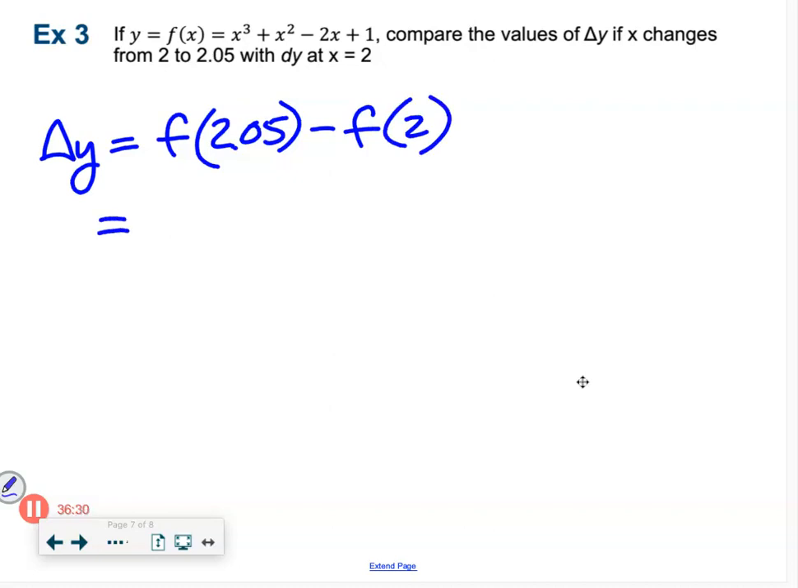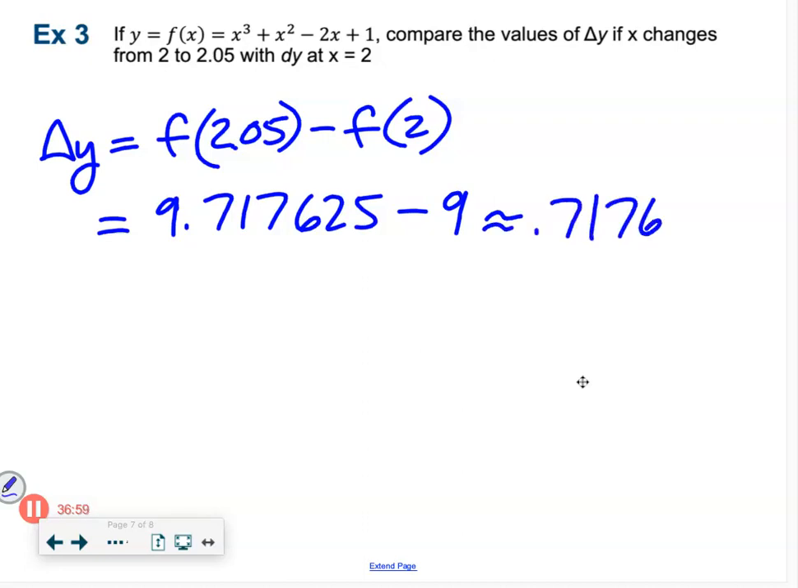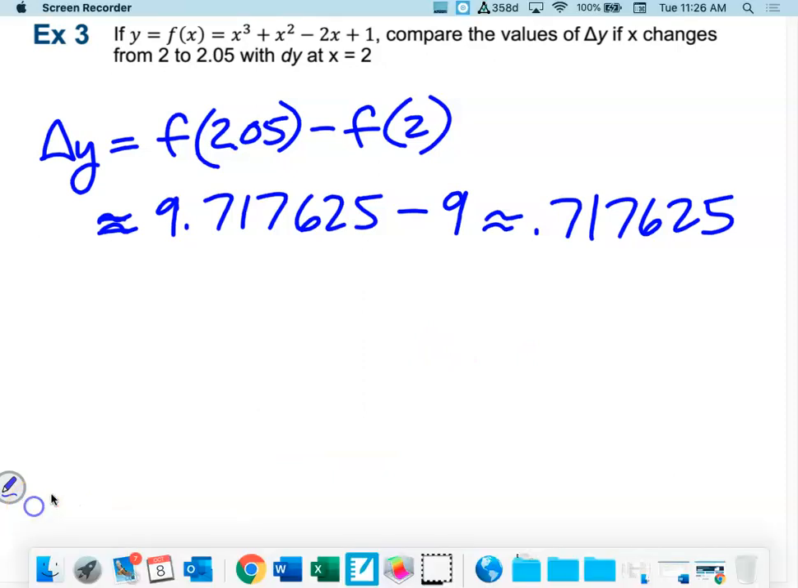So again, it's another decimal thing, so you're welcome to use your calculator to calculate this. So I get that f of 2.05 is around 9.717625. And then f of 2 is 9. So my delta y is around 0.717625. All right, and that's approximate. So that's our change in y on the actual function.